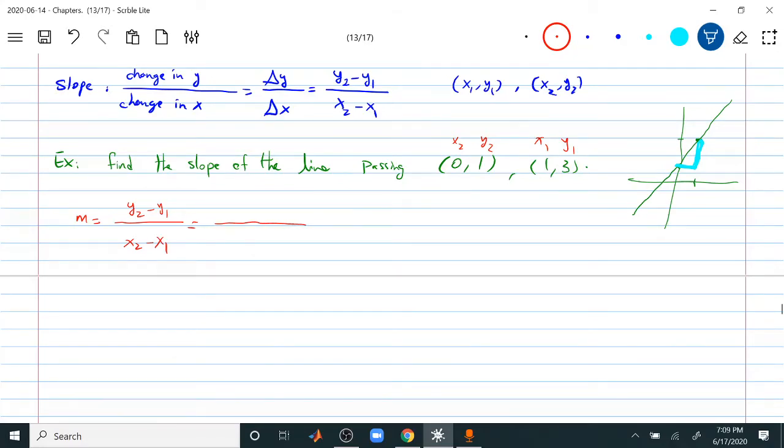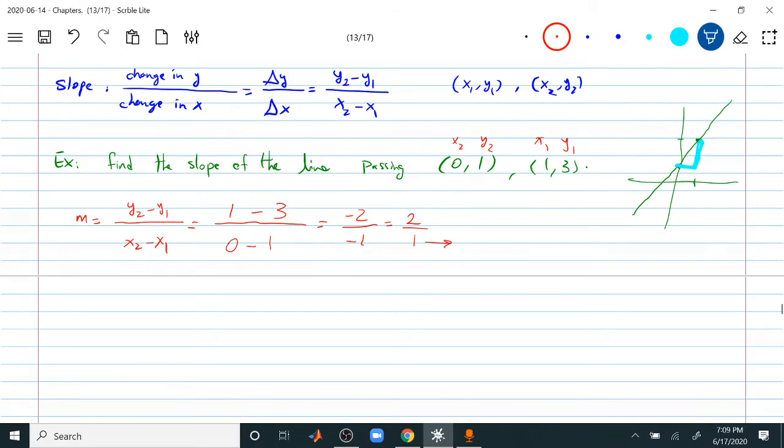But the y2 minus y1 would be 1 minus 3. x2 minus x1 would be 0 minus 1. I cannot write 1 minus 0 because I already fixed the y2 and y1, so I should follow the same order. 1 minus 3 is negative 2. 0 minus 1 is negative 1. What is the ratio? It is 2. You can think about it as 2 over 1. This is the same.